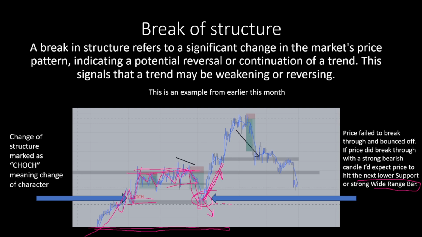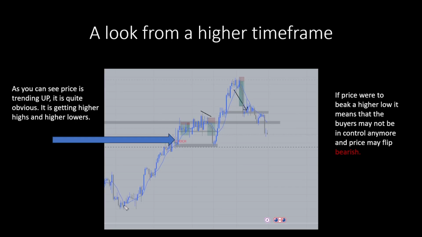More on this later. Here's that same chart but from a higher time frame. So obviously you can see we're having higher highs and higher lows, and we're not breaking structure at all. So we're just coming up, we find a bit of resistance, so price doesn't want to go any higher than this level.